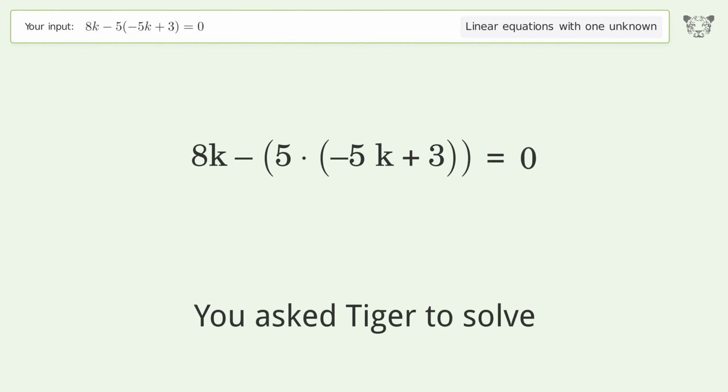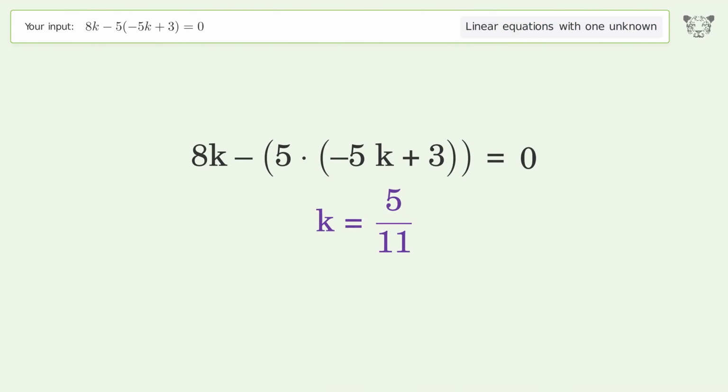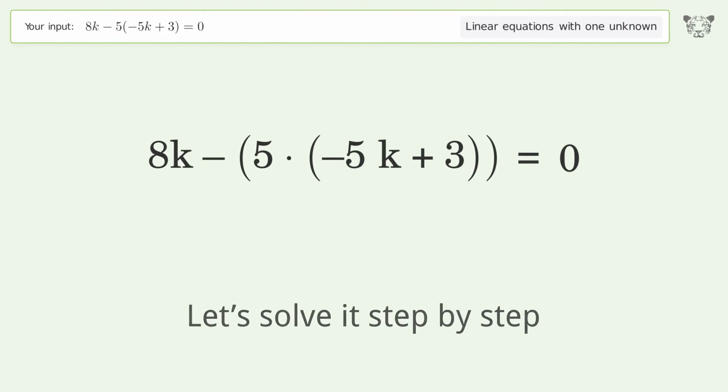You ask Tiger to solve. This deals with linear equations with one unknown. The final result is k equals 5/11. Let's solve it step by step.